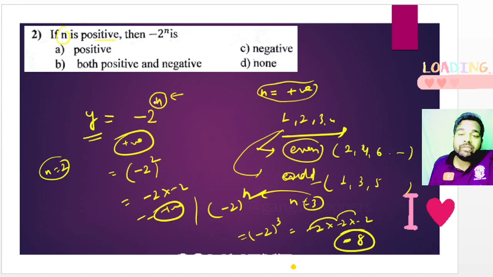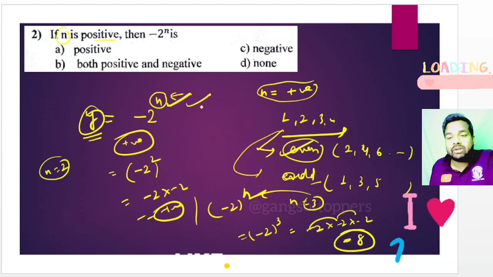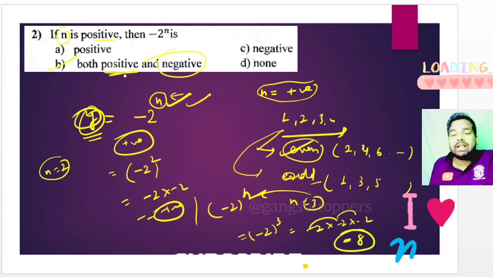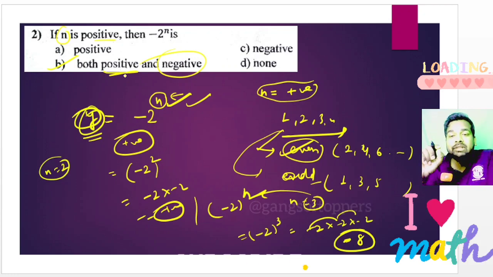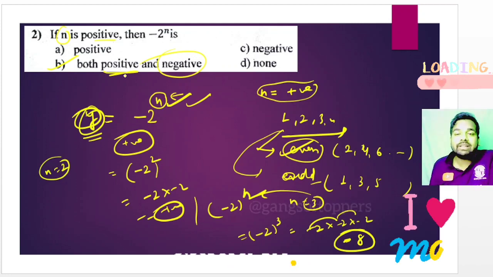So if we repeat, if the value of n is an even number, then the value of y will be positive, and if the value of n is an odd number, then the value of y becomes negative. So the answer will be both positive and negative. I think everybody gets the concept that if n is an even number, we get a positive value, and if n is an odd number, we get a negative number. So the answer will be both positive and negative.